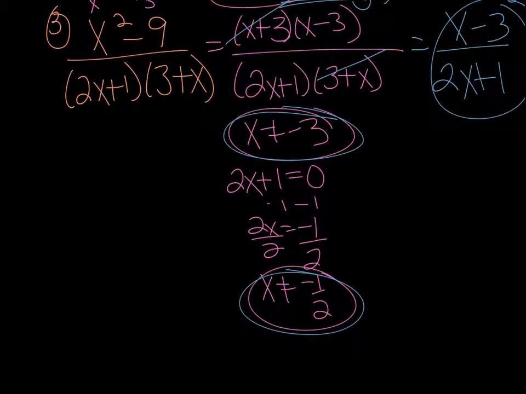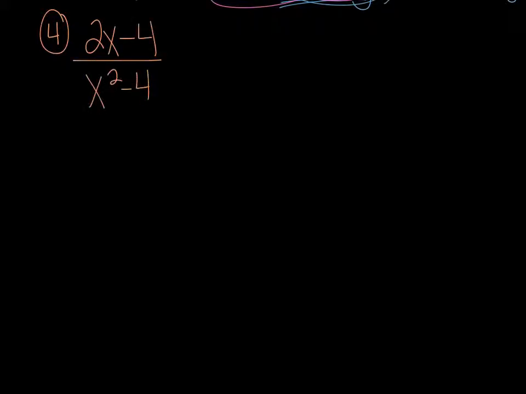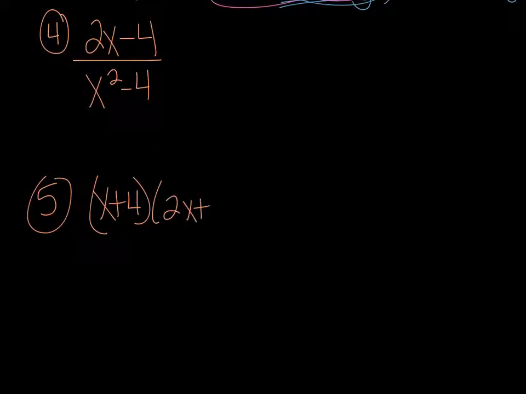Okay, I'm going to write 2 on the board. I want you guys to try these 2 on your own. Okay, number 4, I want you to try 2x minus 4 over x squared minus 4. And number 5, I want you to try x plus 4 times 2x plus 1 over 1 plus 2x times x minus 3.